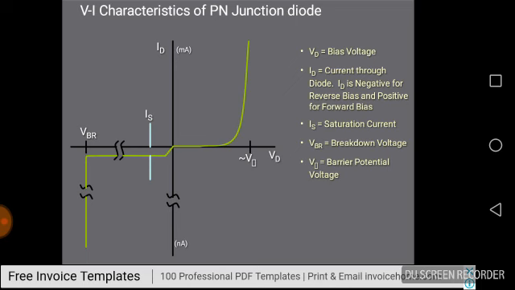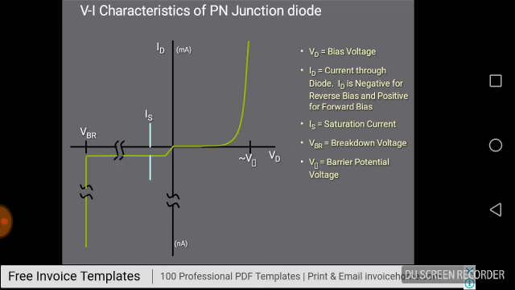Now in the third quadrant we'll come to the reverse bias. In the reverse bias, when you give a reverse bias, initially it is 0, then a small current will flow across the device. That is because of the movement of minority charge carriers. This current, the reverse saturation current, would be in the range of microamps.